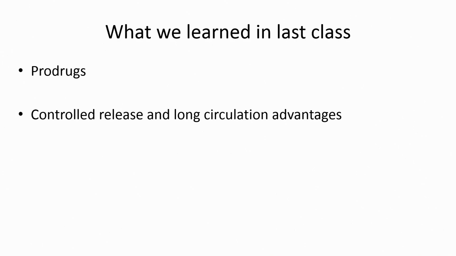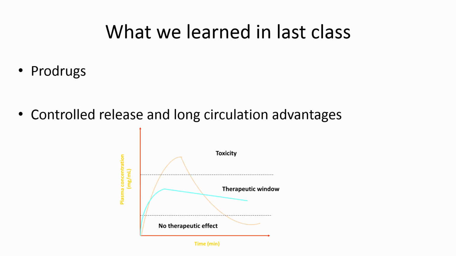We talked about prodrugs; nearly 10% of all the drugs in the market are prodrugs. We also talked about controlled release and long circulation advantages. So, why would you want the drugs to be released over a prolonged period in the body? Instead of a traditional drug delivery system where you have to give a high dose that reaches toxicity and then comes down, we want more of the drug to be stable in the therapeutic window.